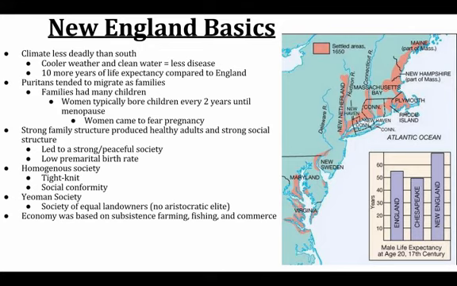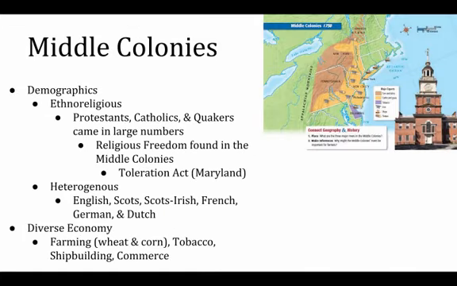We also see a society that is very homogeneous, meaning that it's one type of people, pretty much just the Puritans. Whereas in the South, we see a more biracial society developing with Africans and the British. So those are some key differences that we see in New England.